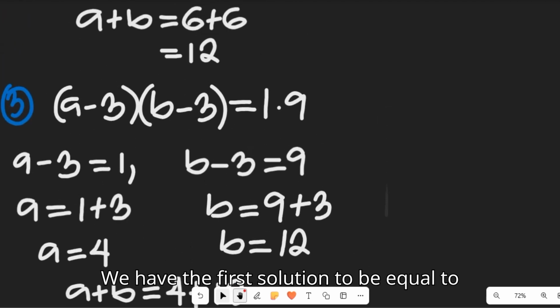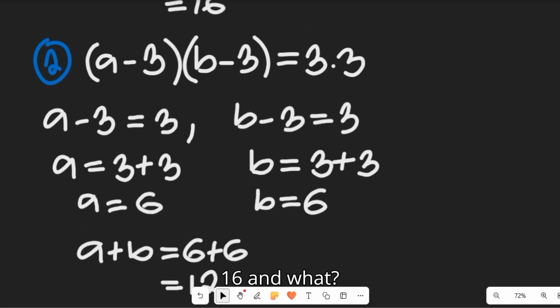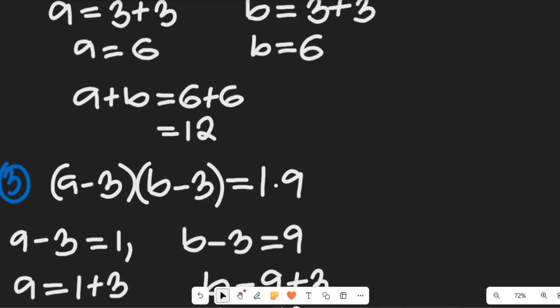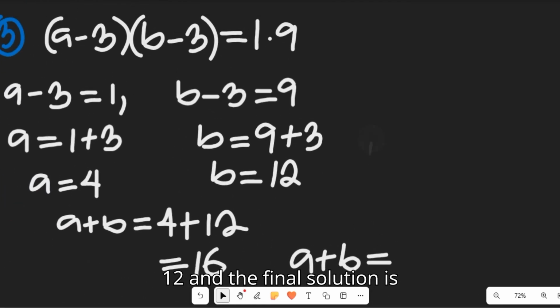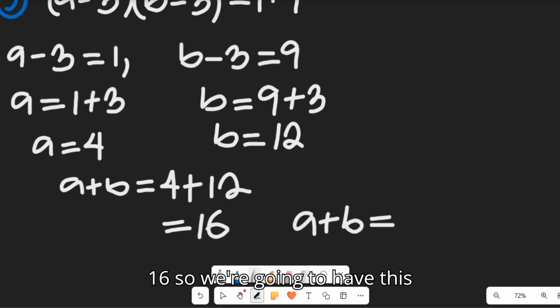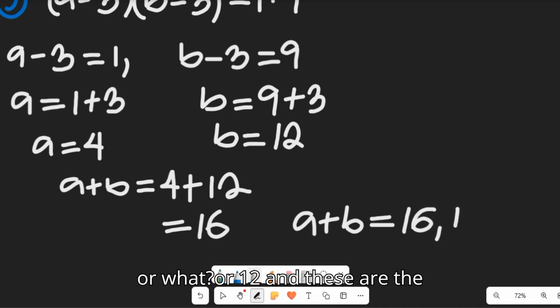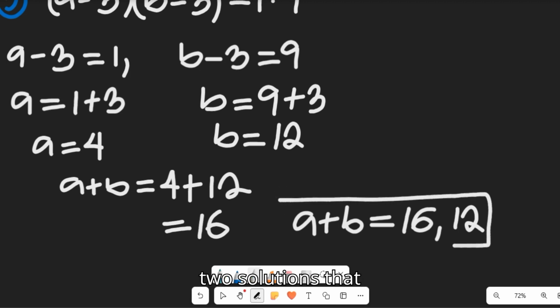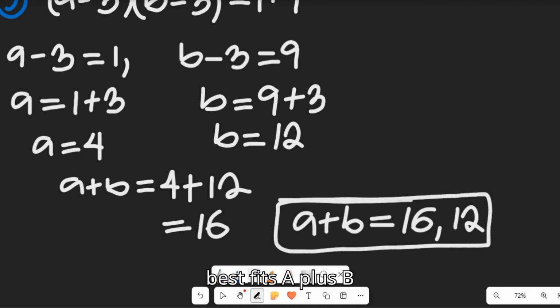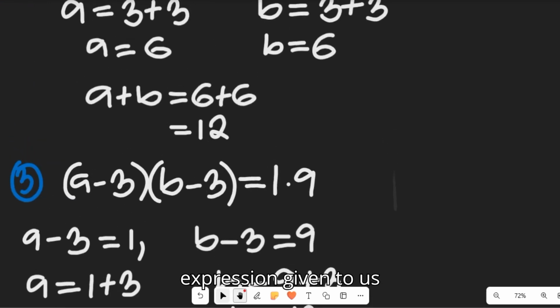So from this expression and solution, we can see that our a plus b, we have the first solution to be equal to 16 and what? 12, and the final solution is 16. So we're going to have this as what? 16 or what? Or 12. And these are the two solutions that best fit a plus b, and that qualifies the expression given to us up there.